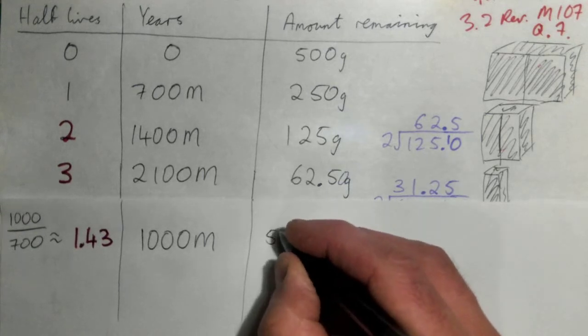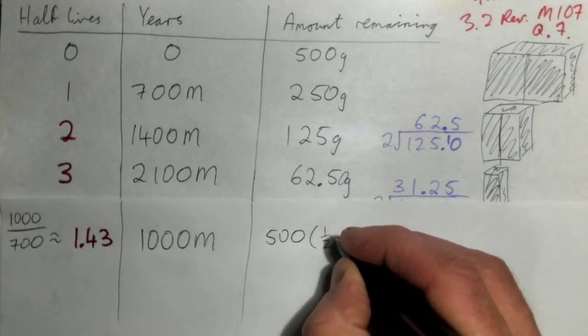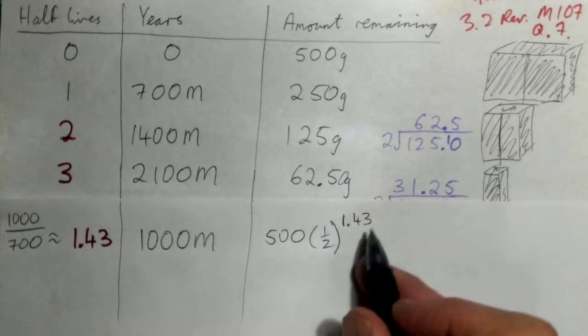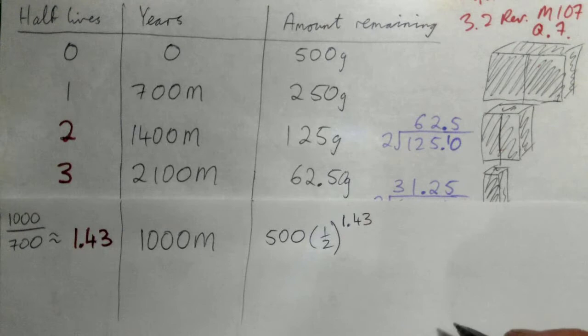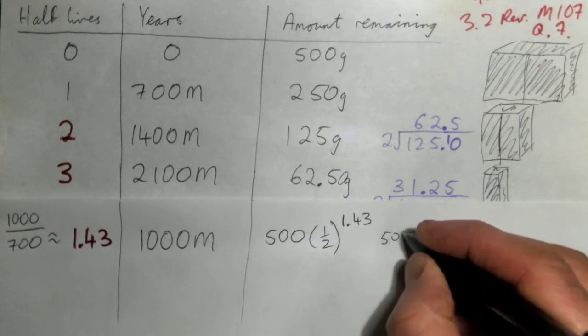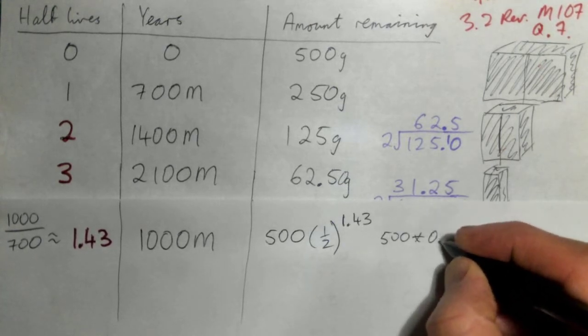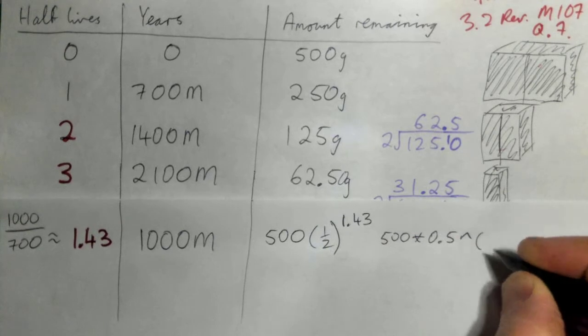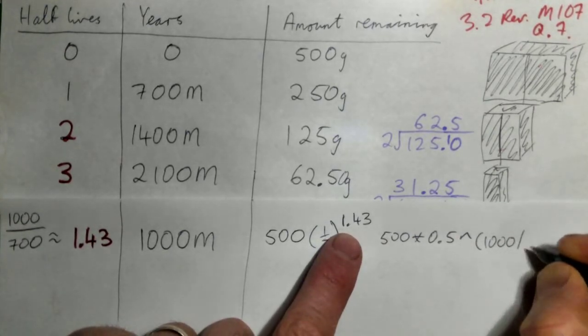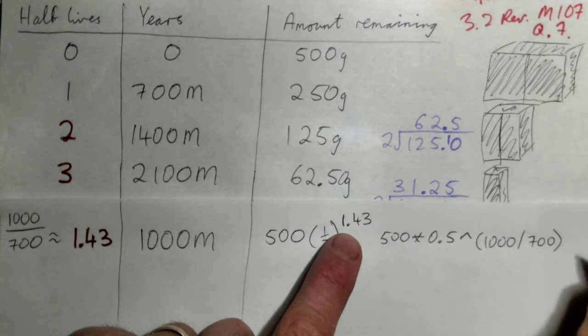Yep. So we go 500 times a half to the power of 1.43. Excellent. And to put this in a calculator perfectly, I would go 500 times 0.5 to the power, and instead of 1.43, I'm going to do this. Watch this. 1,000 over 700 in parentheses.